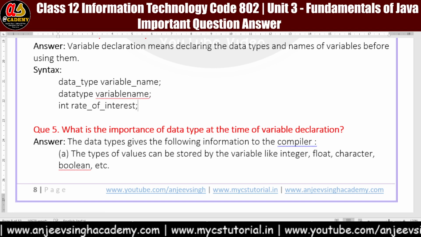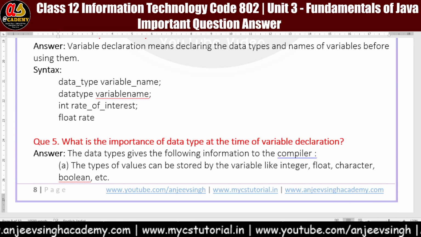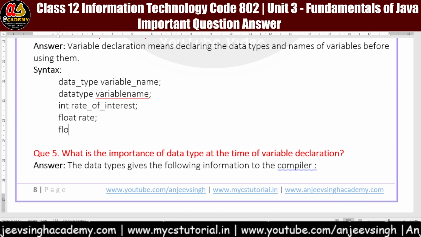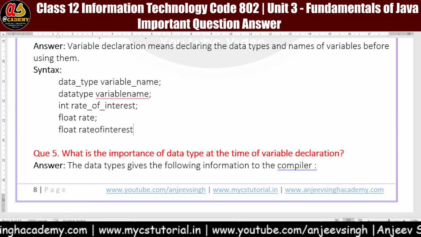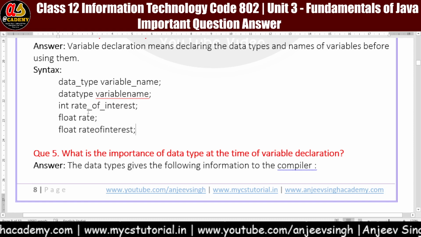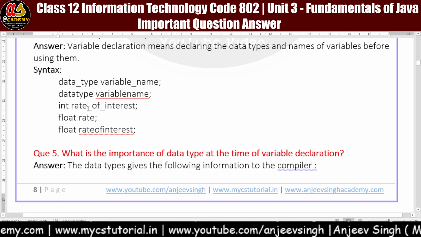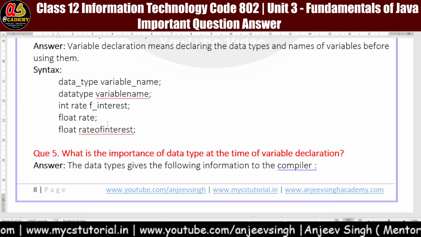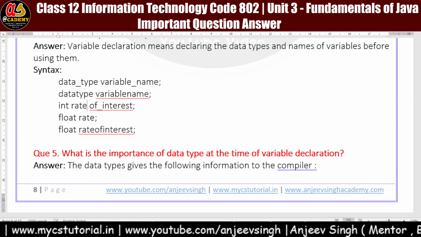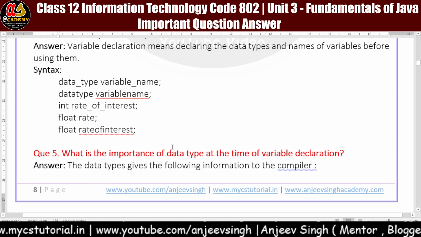For example, if I want to create a variable float rate, I can write it this way, or I can write float rateOfInterest. There is no problem. But if you want to give some space, because these are multiple words, you can use the underscore. But don't try to give the space like this. This is not allowed. This space is not allowed in Java variable declaration.